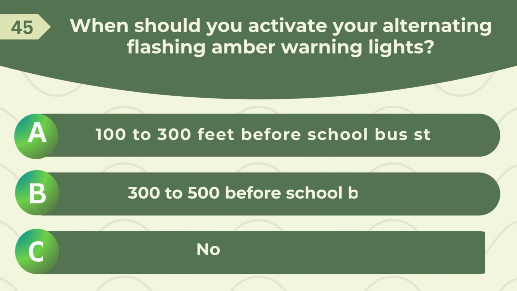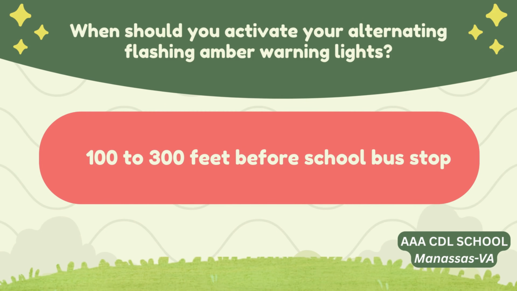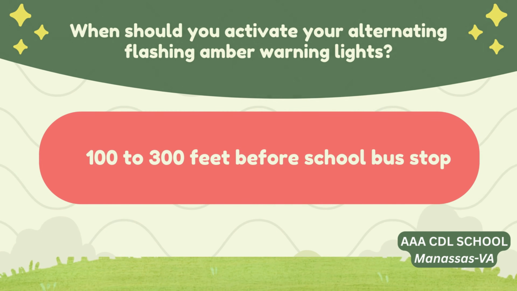When should you activate your alternating flashing amber warning lights? A. 100 to 300 feet before school bus stop. B. 300 to 500 before school bus stop. C. None of the above. Correct answer, 100 to 300 feet before school bus stop.